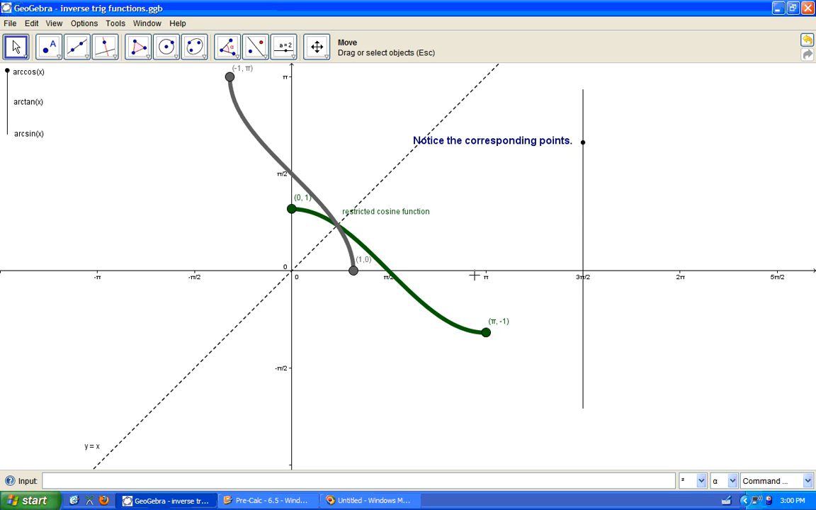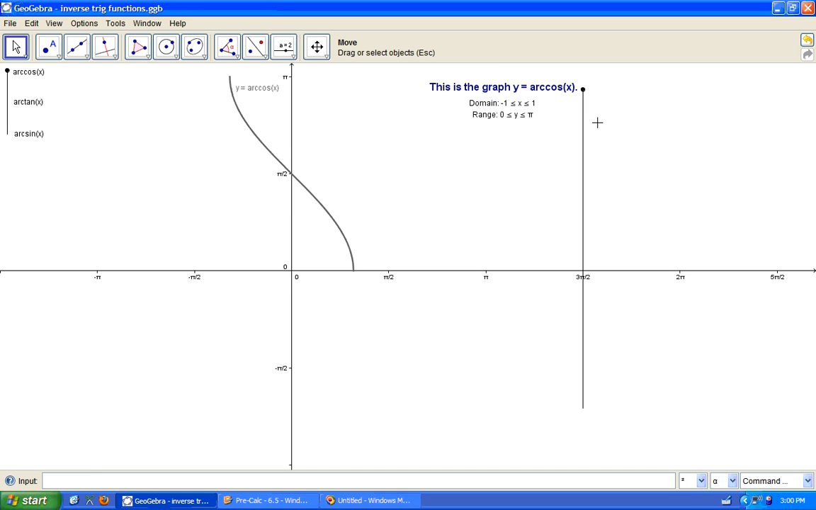Similar to before, here are certain reflection points. The key point (0, 1) becomes (1, 0). (pi, negative 1) becomes (negative 1, pi). And this is what our final graph looks like. We get a domain from negative 1 to positive 1 and a range from 0 up to pi.